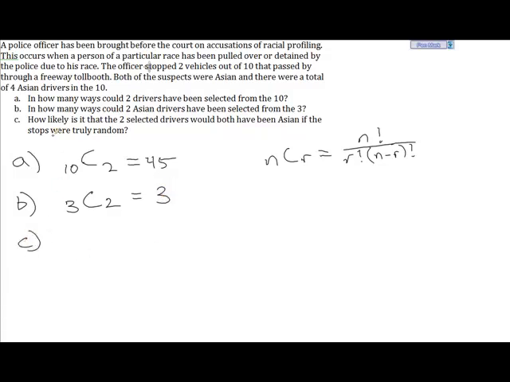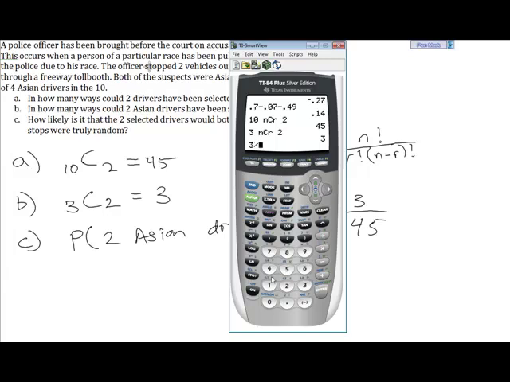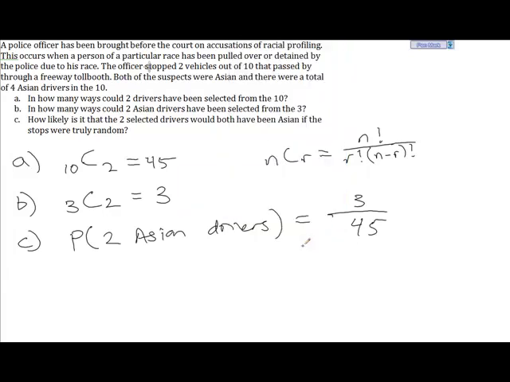In part C, we'd like to know how likely it is that the 2 selected drivers would both have been agent if the stops were truly random. Well, that's the definition of probability. Under total randomness, the probability of 2 agent drivers would be equal to, well, in how many ways could they be selected? There are 3 ways that could happen, that 2 agent drivers are selected. How many total ways can drivers be selected from the whole? And that is 45. And now we just calculate 3/45, which is about a 6, almost 7% chance.